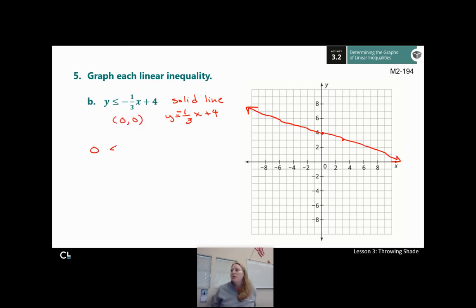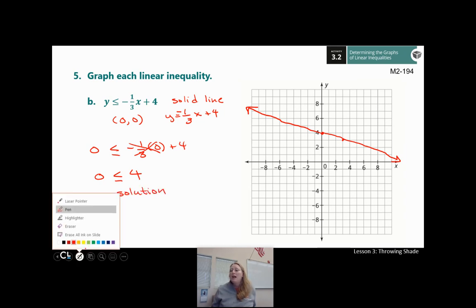So I have 0 less than or equal to negative 1/3 times 0 plus 4. Negative 1/3 times 0 is 0, so that's gone. And actually, yes, 0 is less than 4. That is a solution, which tells me I need to shade on the side of my origin.